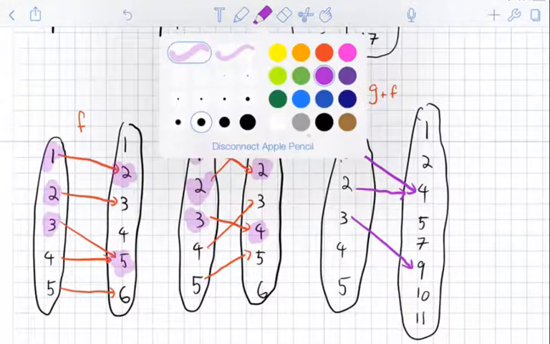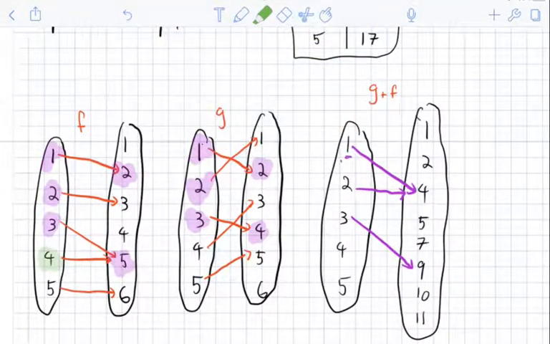Change colors here, it's getting confusing. 4, the output's 5. 4, the output's 3. So 3 plus 5 is 8. So when the input's equal to 4, the output's equal to 8. Well, 8's not on here. Better write 8. Yep. And the last one, when the input's equal to 5, the output's 6, and the input's 5, the output's 5. So 5 plus 6 is 11, and the output is 11.